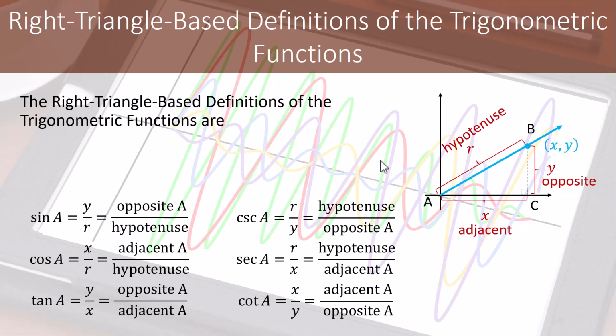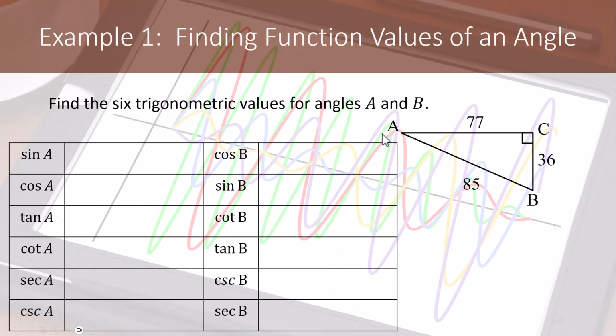So with that in mind, we can actually find the 6 trig values for angles A and B with this particular right triangle. Okay, so let's go ahead and get started. Now, the sine of A, this is A right here, is going to be equal to the side opposite of A, which is 36, divided by its hypotenuse, which is 85. Now let's go ahead and look at the cosine of B. Now remember, cosine is adjacent over hypotenuse, and the adjacent side is 36, and of course its hypotenuse is 85, which is kind of interesting.